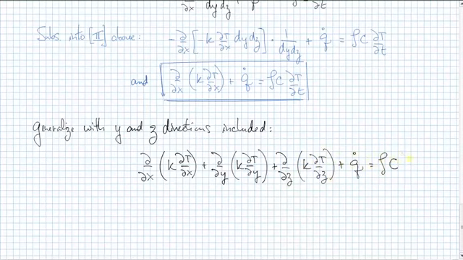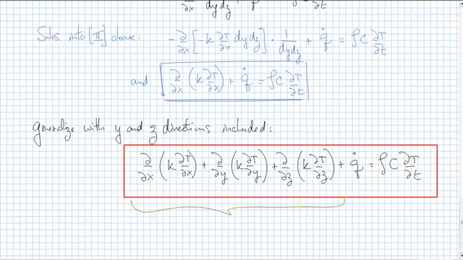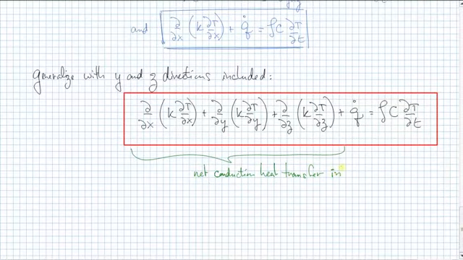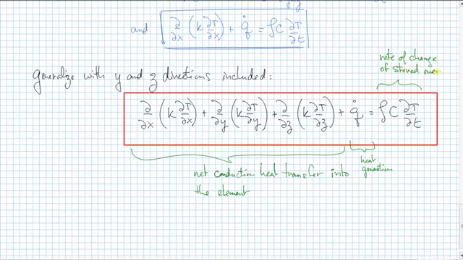Heat diffusion equation. The first part of that, the derivatives in the x, y, and z directions, represent the net conduction heat transfer into our element. The Q dot term represents the heat generation term in the element. And the right-hand side, of course, represents the net rate of change of the stored energy in the element. That's the heat diffusion equation. Commit that to memory. Very important.